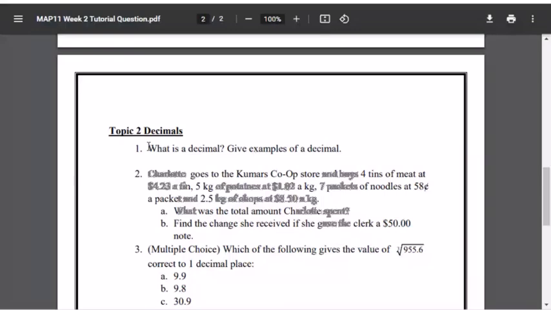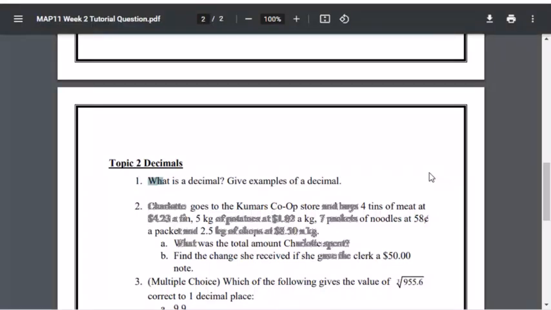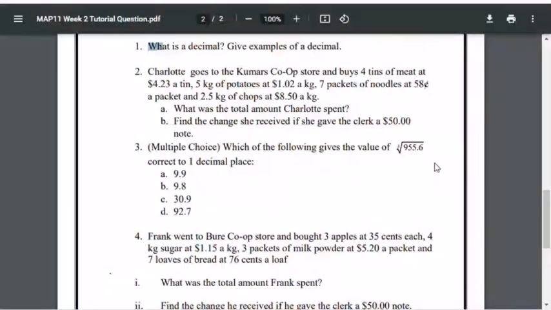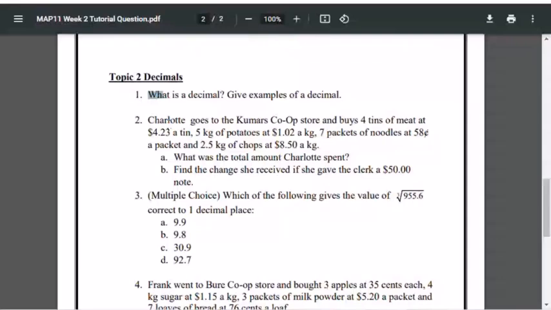So to answer this question for our tutorial number 1, what is a decimal, and give examples, you'll find the solution in our PowerPoint presentation. The next one is this. We have a word problem that involves decimals.